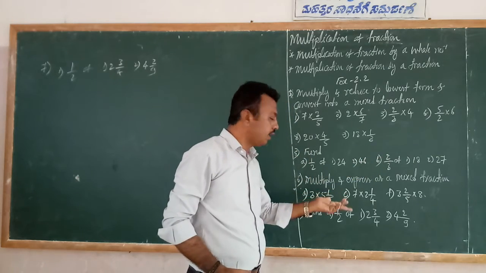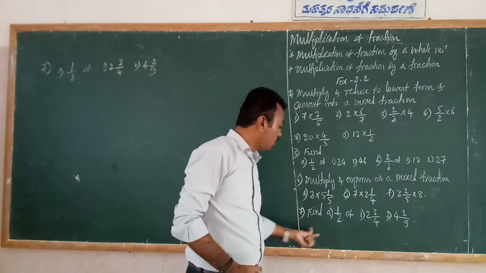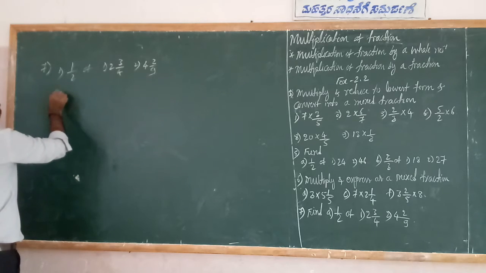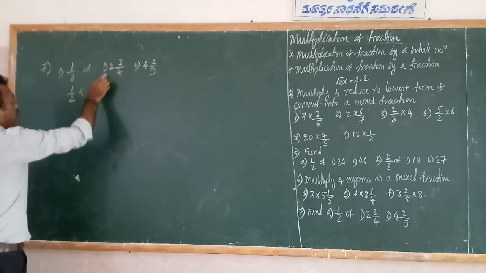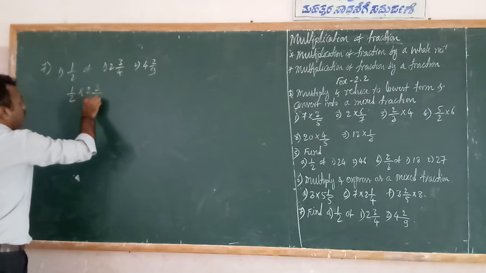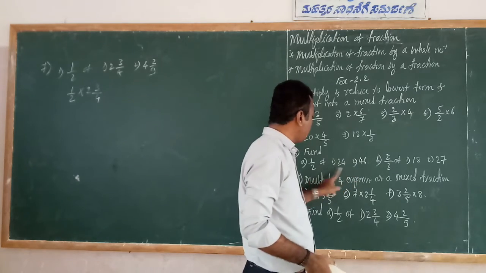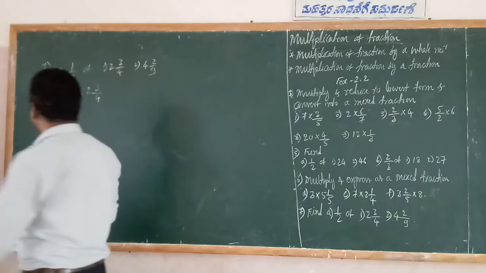C and D, I think improper. You have to see it. Like this only you have to solve it. Okay. So 1 by 2 into C. 1 by 2 'of' means multiply. Then you have to multiply 2 3 by 4. In the 5th one they gave a whole number, a proper fraction by a whole number. Here it is a fraction by a fraction. Very simple, we know already.